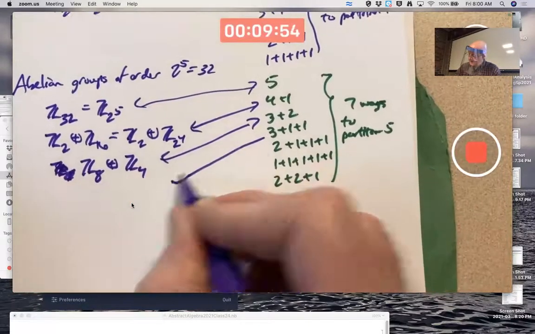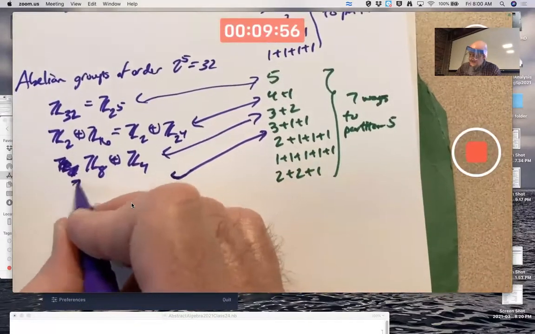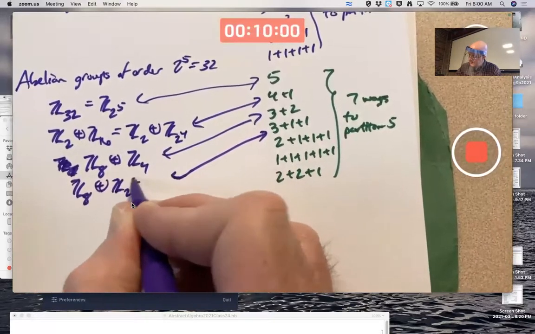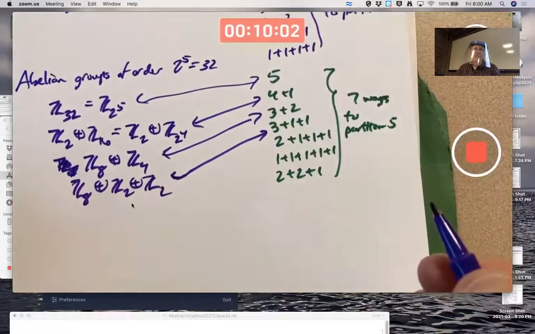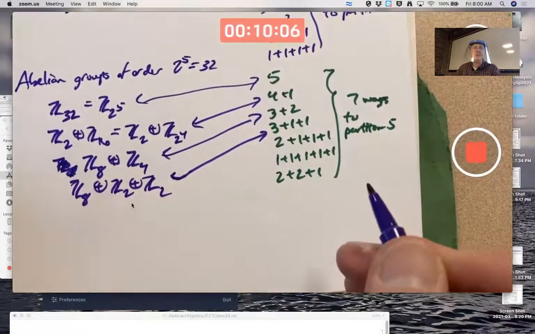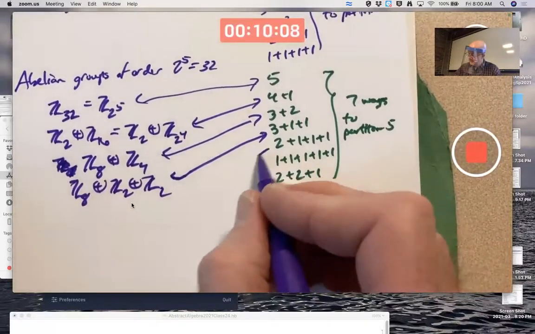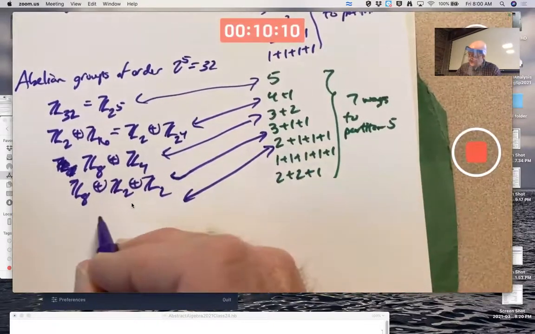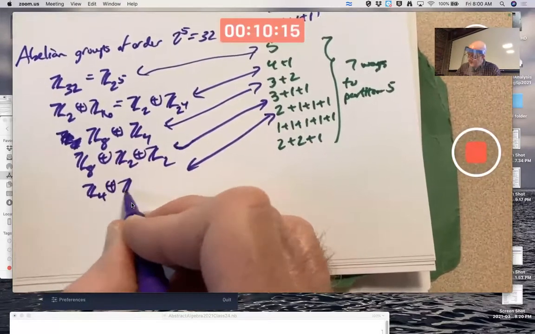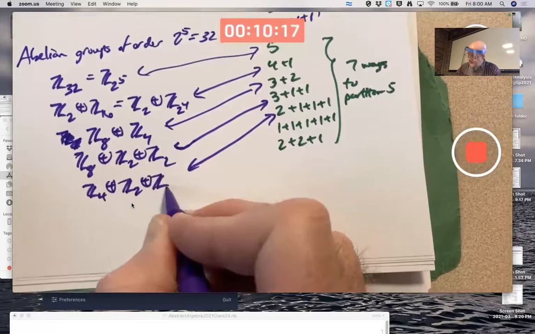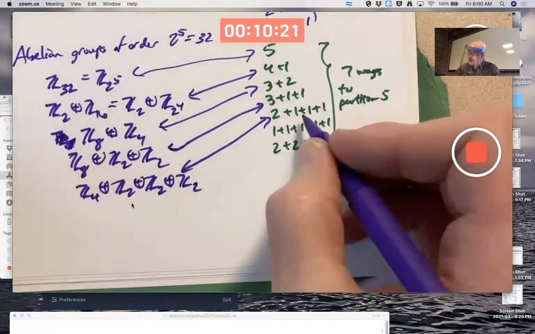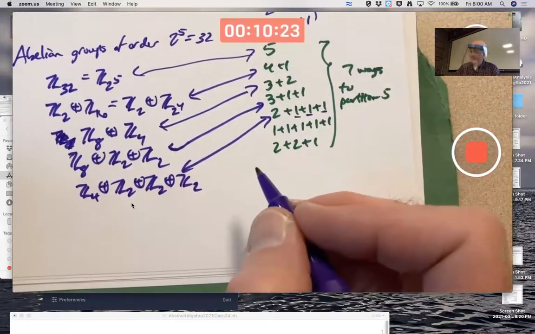The one that would correspond to this next one would be the external direct product Z8 with Z2 with Z2, 8 being 2 cubed, 2 and 2, each being 2 to the first. The option that would correspond to this one would be the external direct product of Z4 with Z2, with that Z2 occurring 3 times, corresponding to the fact that we've got 3 ones there.